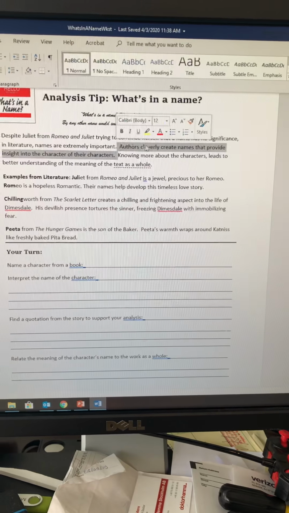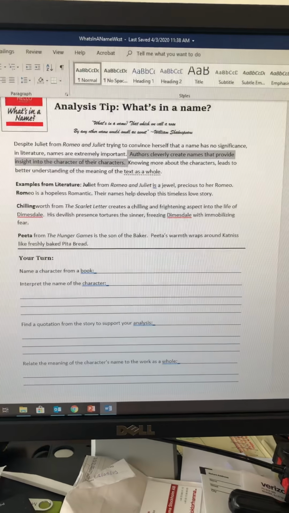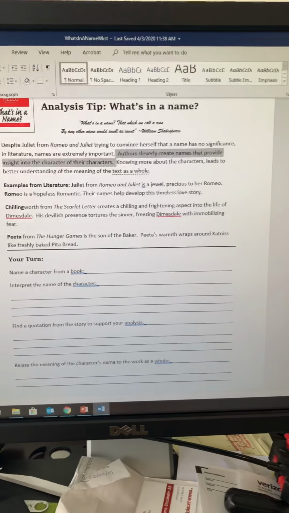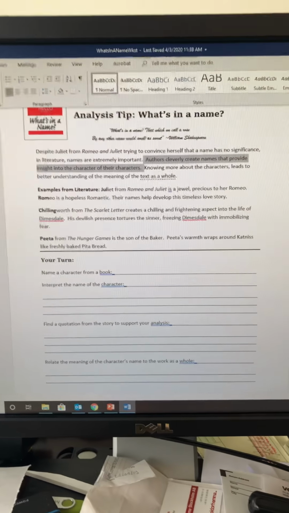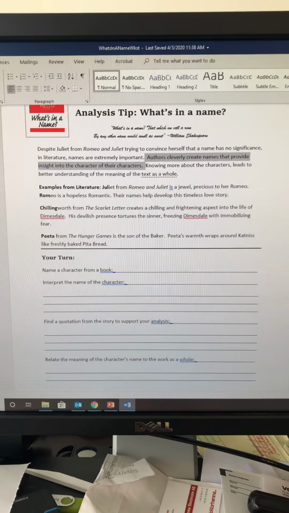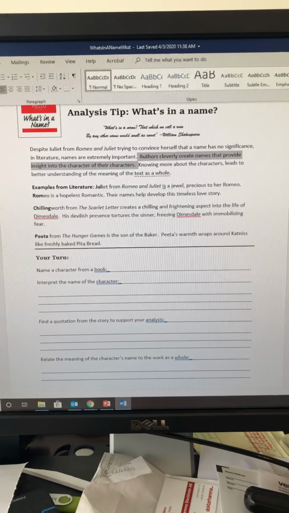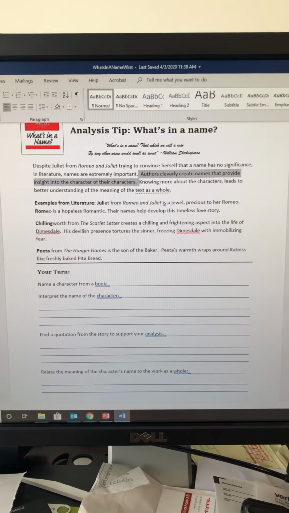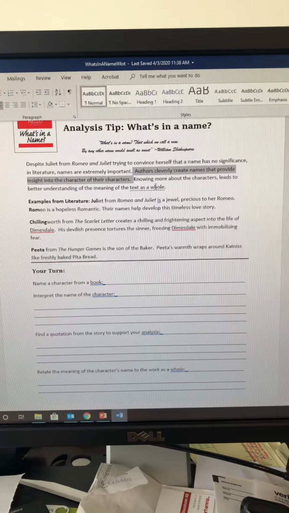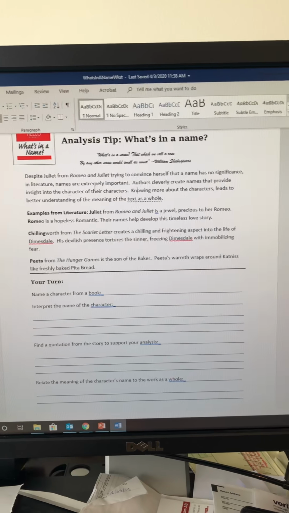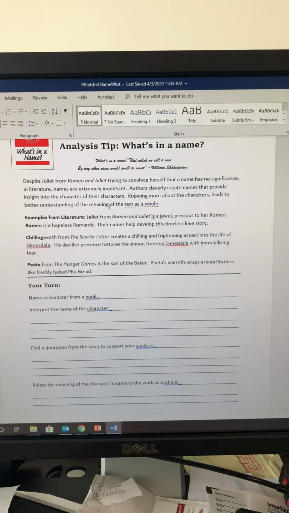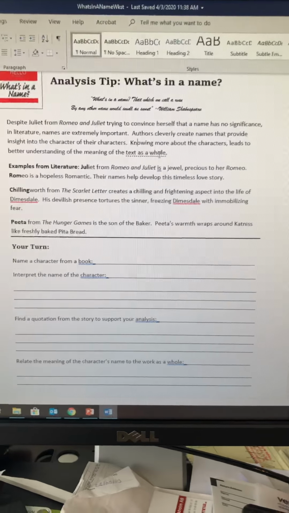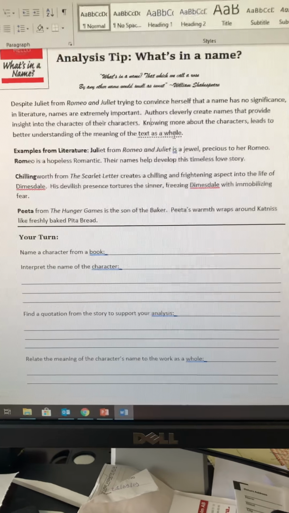So this right here, authors create names that provide insight into the character of their characters, means that the names can tell you something. A lot like the indirect characterization stuff that we did back on Monday. A lot of times names tell you something about the characters without coming right out and saying it. Knowing more about the characters leads to a better understanding of the meaning of the text as a whole. So the more you know about the characters, the better you're going to understand the book.